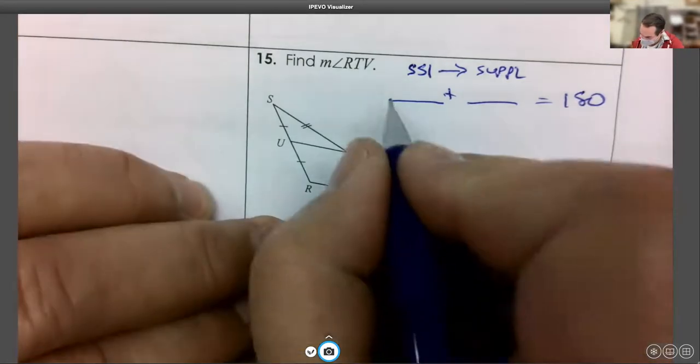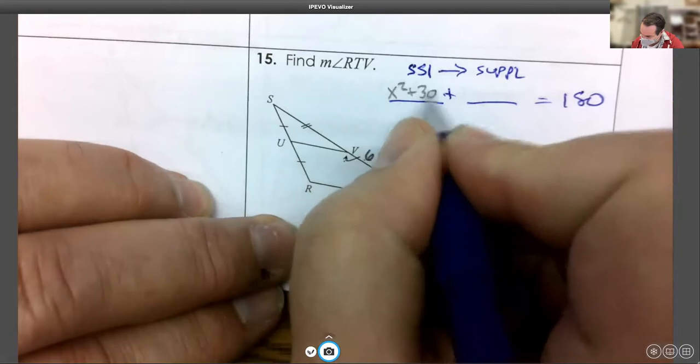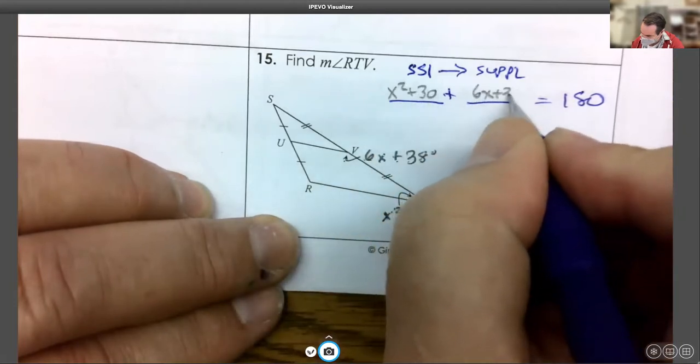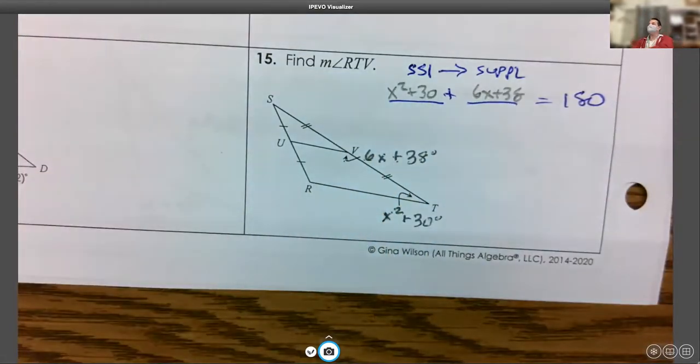So let's put those in. X squared plus 30 plus 6x plus 38 equals 180. So far, we've applied the mid-segment idea. But right now you're faced with an algebra skill that may be a little rusty for you. What kind of equation is this? Yes. It graphs as a parabola if it had a y in it instead of just x's, but those are a specific type of equation. It's not a linear equation, it's a quadratic.